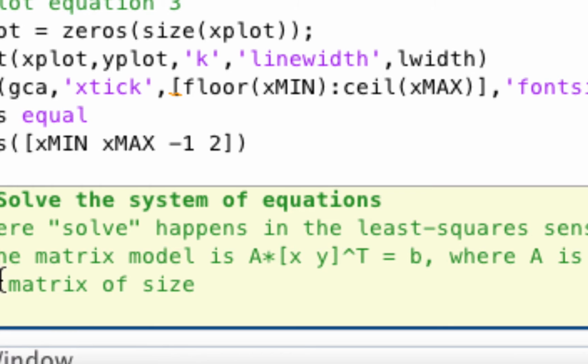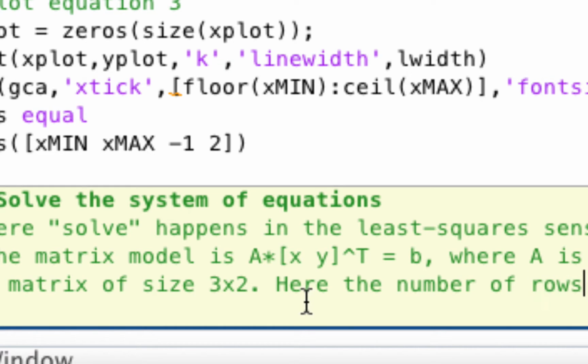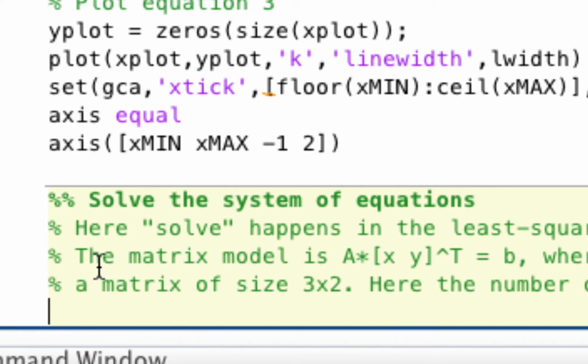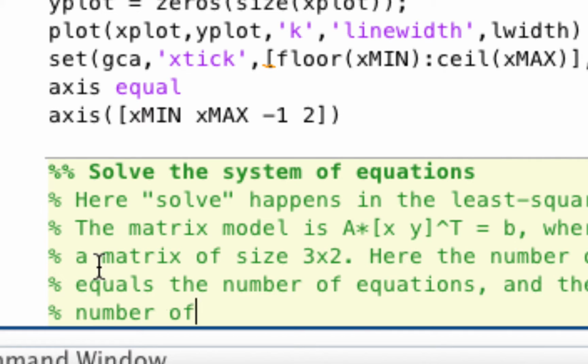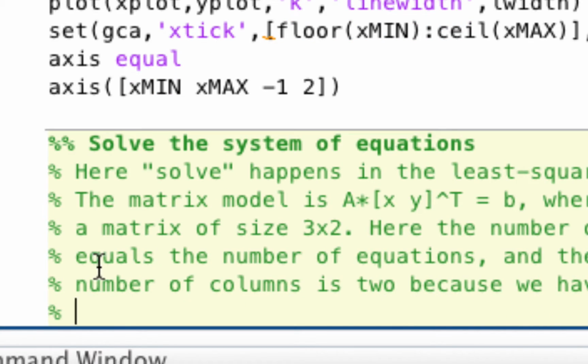So, matrix of size 3 rows, 2 columns. Here the number of rows equals the number of equations, and the number of columns is 2 because we have 2 variables.